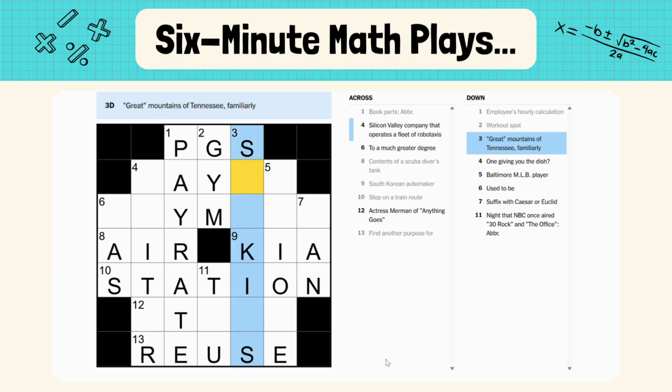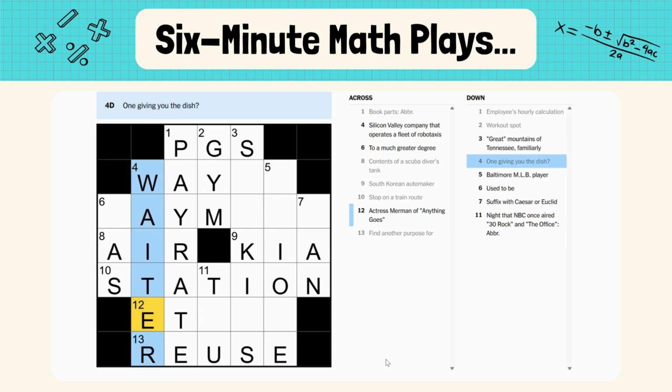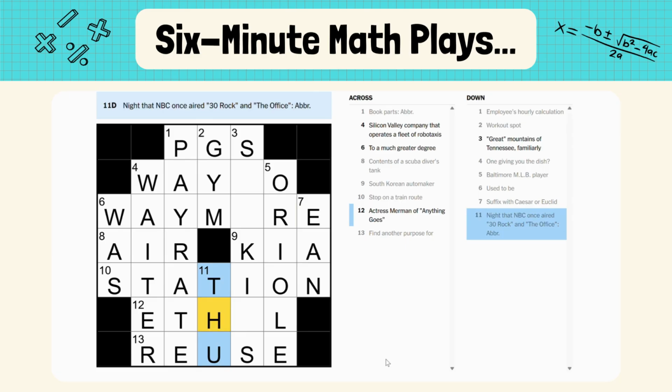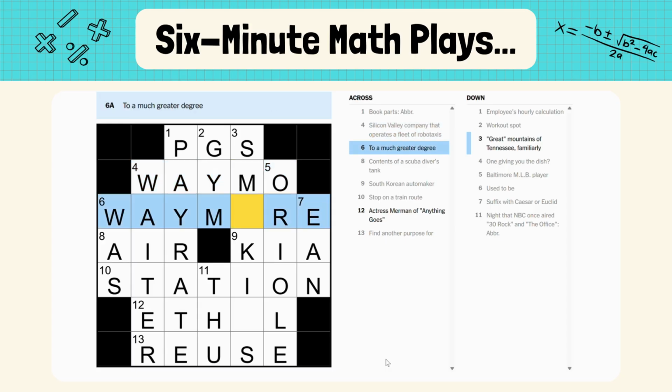Great Mountains of Tennessee. I don't know that one. One giving you the dish would be waiter. Baltimore MLB player is an Oriole. Used to be was. Suffix is Caesar Euclid. Oh, I don't know if it's E. Ian. Night that NBC once aired 30 Rock and The Office would be Thursday. I think it's Waymo. And way more. And then the Smokies.